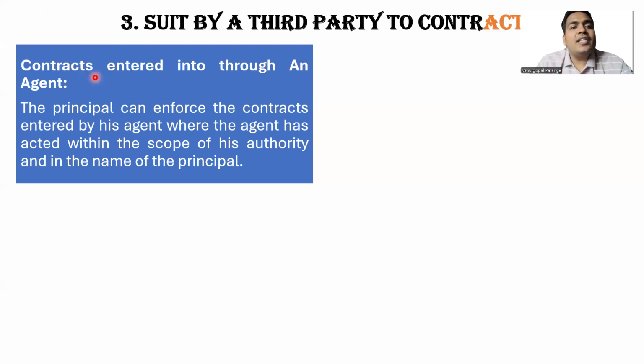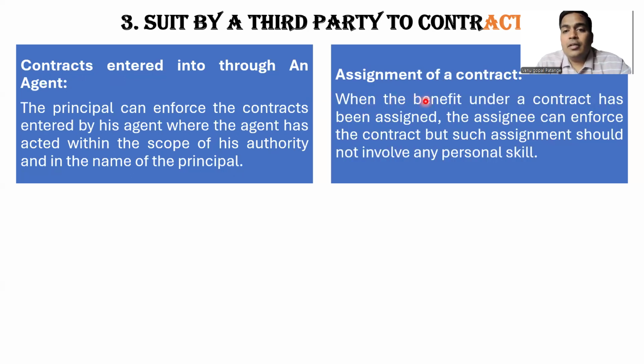So here, contracts are entered into through an agent, so the principal can enforce the contract. Yes, he can enforce the contract, although he is a stranger to the contract. Then the assignment. The benefit under a contract has been assigned. In case of an insurance contract, the benefit was assigned to the nominee, and he does not have any personal skill. The moment the father died, the benefit was assigned to his son or his daughter. So the daughter or son can go to court of law for the benefit of the contract.